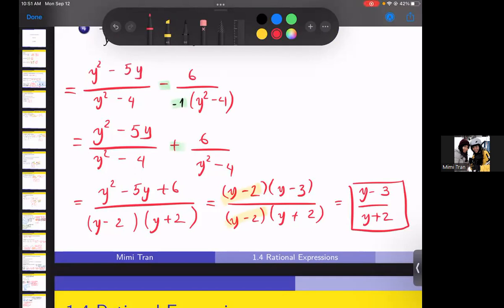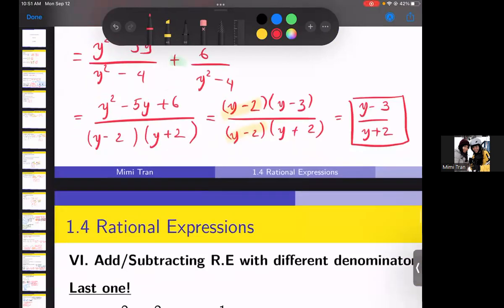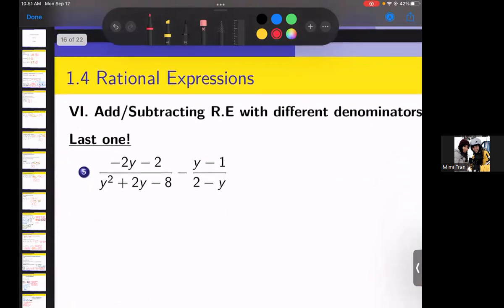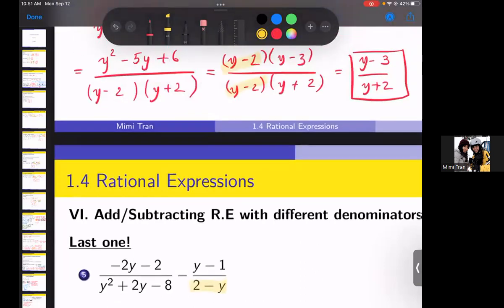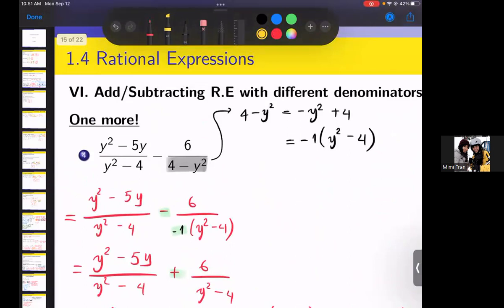Do you have any questions so far? You guys tried the last one? Again, I suggest you change this one into y minus 2. It's the same way I did up here with the 4 minus y squared.